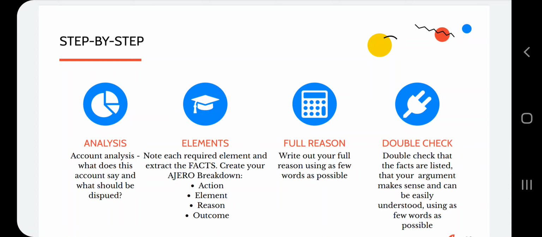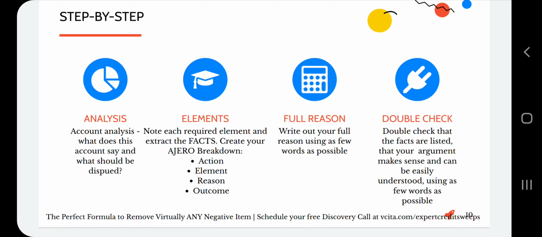All right, so do an account analysis, right? What does this account say and what should be disputed? Note each required element and extract the facts. Create your AJERO breakdown, action, element, reason, outcome, right? And obviously the justifier is just the word because. Write out your full reason using as few words as possible. And then double check that the facts are listed, that your argument makes sense, that the computer can understand it, and that, again, it is as simple as possible.